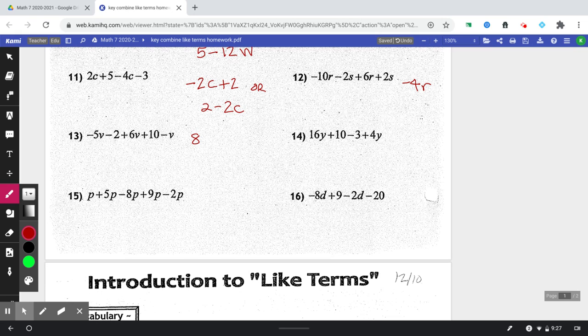14 is 2y plus 7, or 7 plus 20y. Number 15, 5p. 16, negative 10d minus 11, or negative 11 minus 10d.